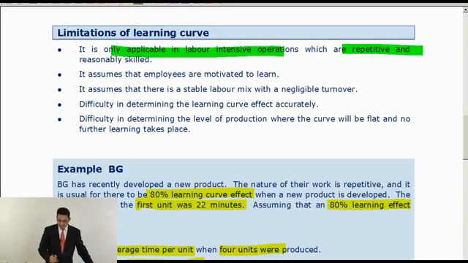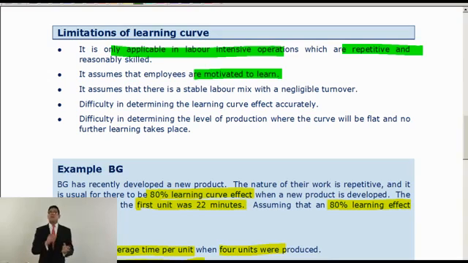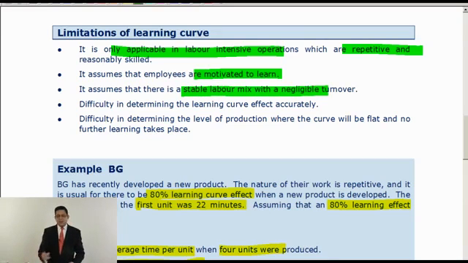the learning curve applies. It assumes that employees are motivated to learn, meaning to say that this is not just a formula 80% or 70%. Employees also put their efforts into application of the learning curve. And if an employee is not feeling very well, not motivated inside, then you can develop any scientific method, the employee will be slow. Okay, it assumes that there is a stable labor mix with negligible turnover, meaning it works fairly well in those industries where the people work for a longer time.